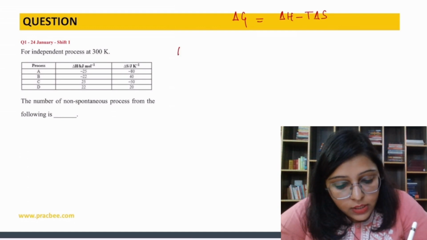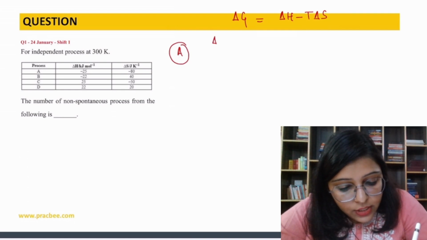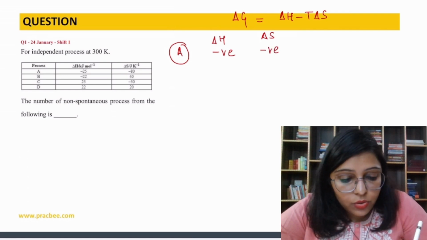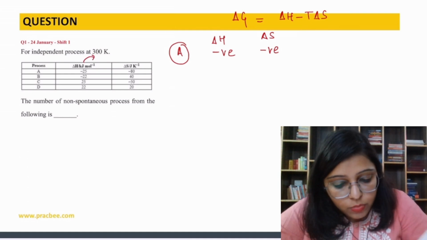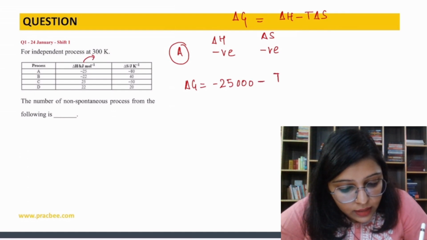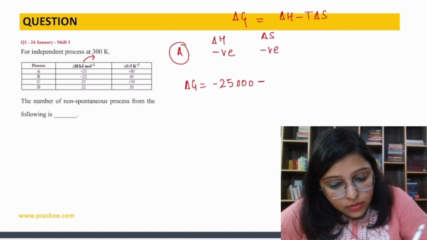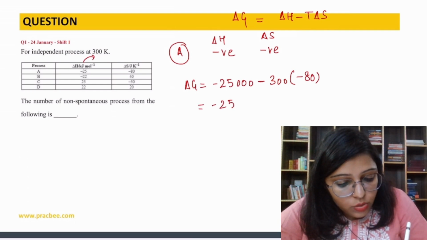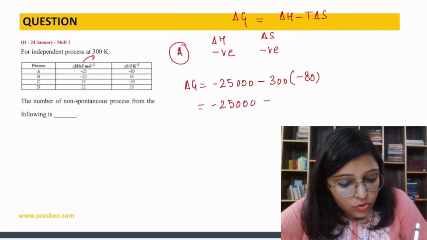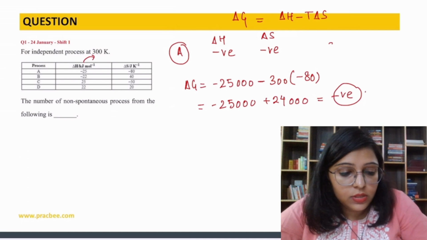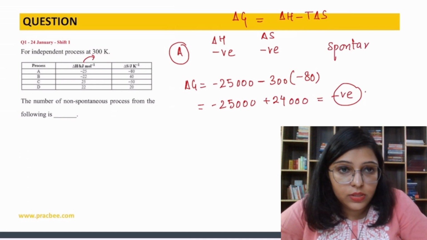So see, for the first case, for option number 1, delta H is negative and delta S is negative. So delta H is negative, which is in joule per mole. So delta G is equal to minus 25,000 minus T. Temperature is 300, so we write 300 and this is minus 80. So we get minus 25,000 and 8 threes are 24, so this is plus 24,000. So overall it is going to be negative. So process A is spontaneous.